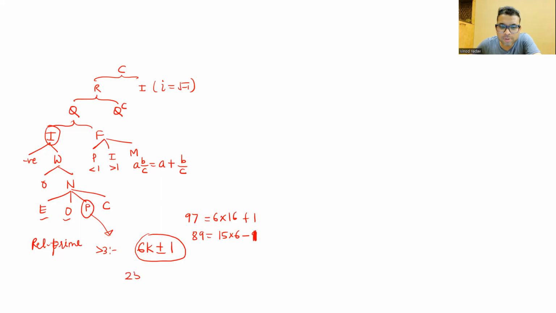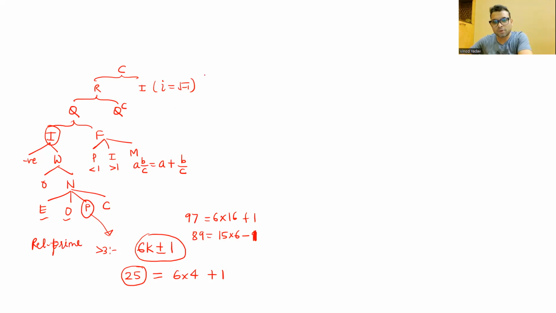For example, 25 is a number which satisfies this pattern, friends: 6 into 4 plus 1. The pattern is satisfied, but is 25 a prime number? No. So please understand, if it is a prime number, you can write it in the format of 6k plus 1 or 6k minus 1, where k is a natural number. But any random number satisfying this pattern need not be prime. Otherwise this would have become a nice test to check a prime number.